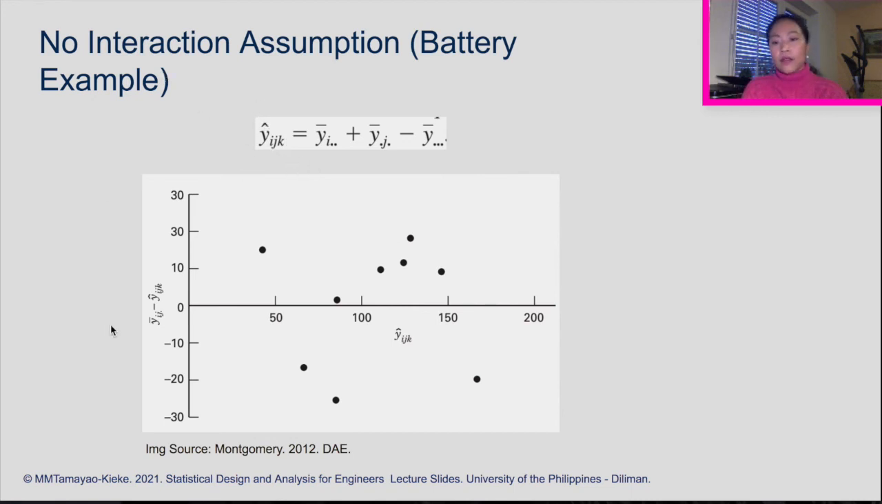versus the fitted value y hat ijk, we can see that there is a pattern. It goes from positive to positive again, and then negative. This signifies that the model is actually not adequate in explaining the variation in the battery life. And we know that this inadequacy is because of the removal of the interaction term.